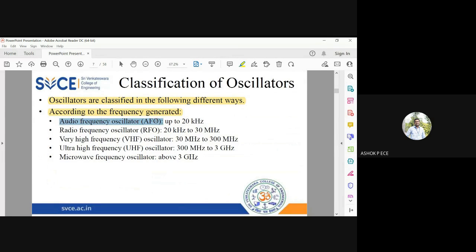One is audio frequency up to 20K, radio frequency up to 30 megahertz, very high frequency up to 300 MHz, ultra high frequency up to 3 gigahertz, and all oscillators above 3 gigahertz generating waveforms are called microwave oscillators. So depending on the frequency of oscillation, you can classify them in one among the five categories: audio frequency, radio frequency, very high, ultra high, and microwave oscillators.